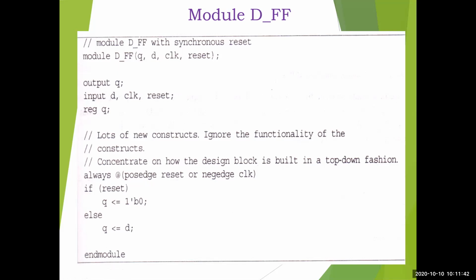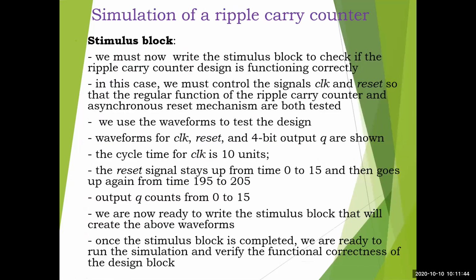So now we have to write the stimulus block for this. Again, we'll see the concept of how we write it. We must now write the stimulus block to check if the ripple carry counter design is functioning correctly. In this case we must control the signals clock and reset so that the regular function of the ripple carry counter and the asynchronous reset mechanism are both tested. So to check that we have to give the clock and reset. That is the main thing, right? Because we are going to call only the ripple carry counter design block now in the stimulus block.